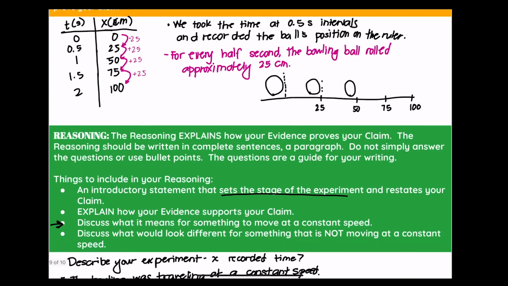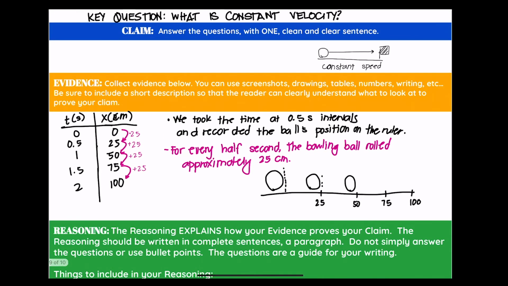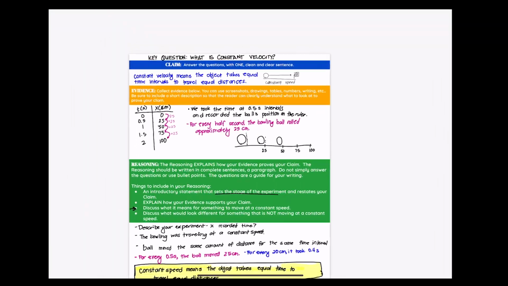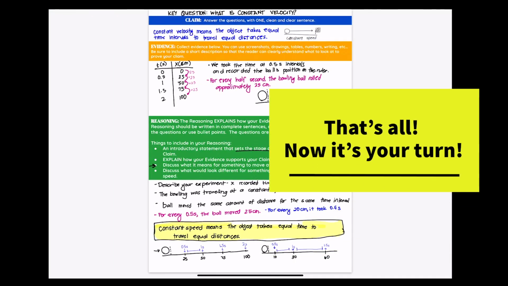So let's go back to our claim. What does it mean, what is constant velocity? So constant velocity means the object takes equal time intervals to travel equal distances. And hopefully your evidence and your reasoning should back all that up. So this would be your CER wrap up.